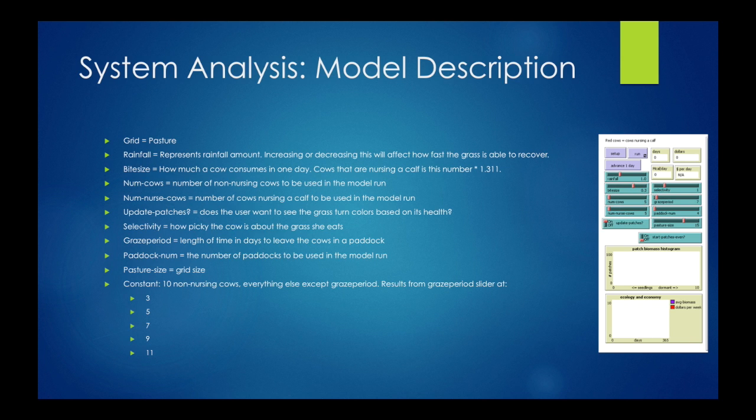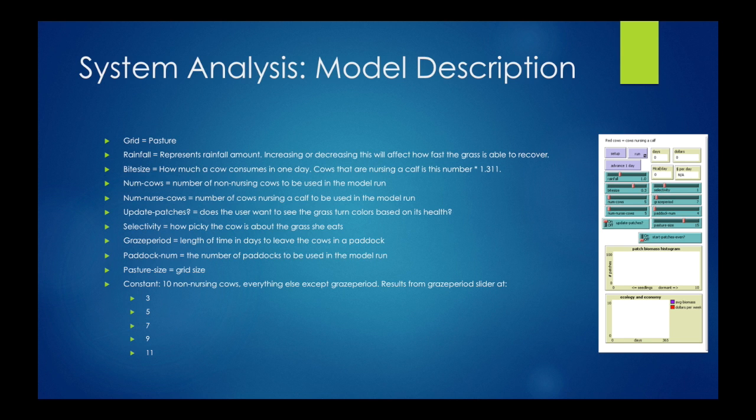Update patches: does the user want to see grass turn colors based on its health? Selectivity is how picky the cow is about the grass she eats. Graze period is the length of time in days to leave the cows in a paddock. Paddock num is the number of paddocks to be used in the model run. Pasture size is grid size. And we have constants such as 10 nursing cows. This is just an example.